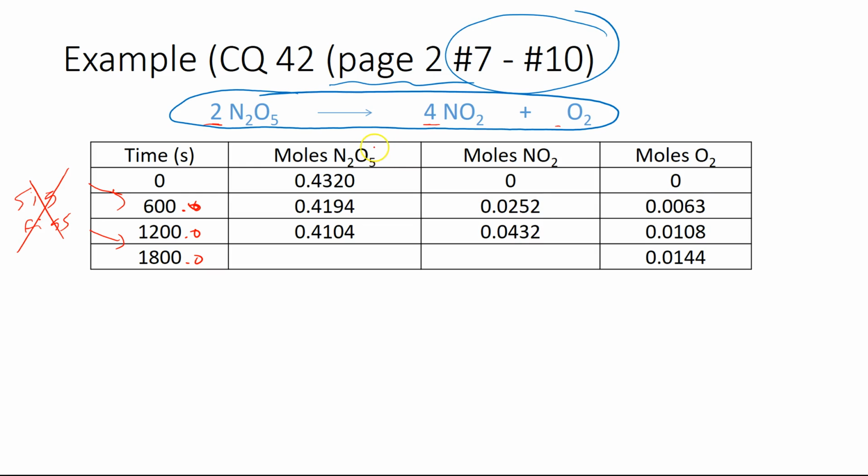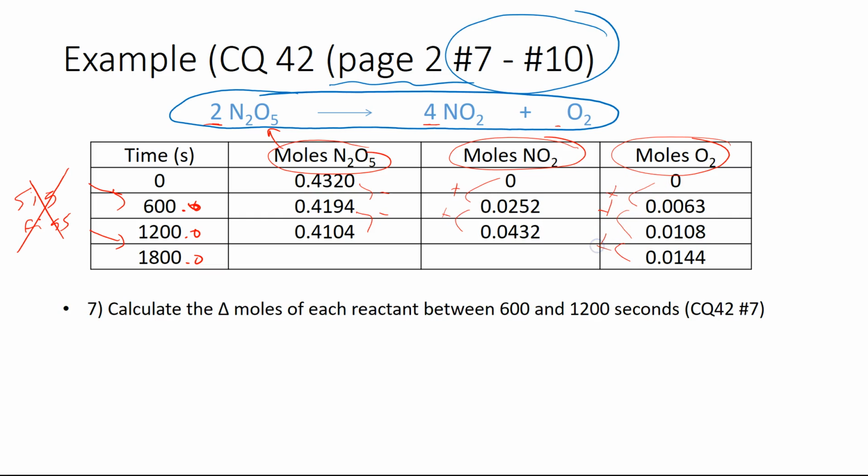Now this is our moles of dinitrogen pentoxide, and that is our reactant. We should notice that these values are decreasing as we go down. And over here, moles of nitrogen dioxide and oxygen gas, we should see those values increasing as we go down the table, because those are products. So number 7 says calculate the change in moles of each reactant between 600 and 1200 seconds.